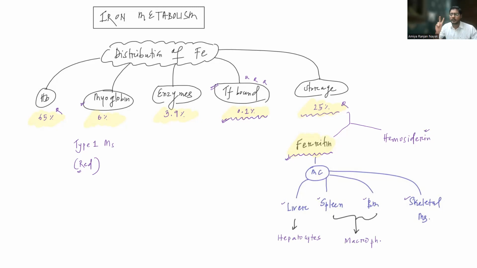So for storage form, there are 2 forms, ferritin and hemosiderin. The first storage form is ferritin, and whenever there is excess of iron, the ferritin can be converted to hemosiderin. The majority of the ferritin is present in 4 organs: liver, spleen, bone marrow, and skeletal muscles. In the liver, we are going to get this ferritin inside the hepatocytes. Of course, you will also get it in the macrophages, but predominantly we will find it in the hepatocytes. In spleen and bone marrow, predominantly we are going to get this in the macrophages. All these things are important. When we study hemochromatosis, we'll get to know the importance of all these things.